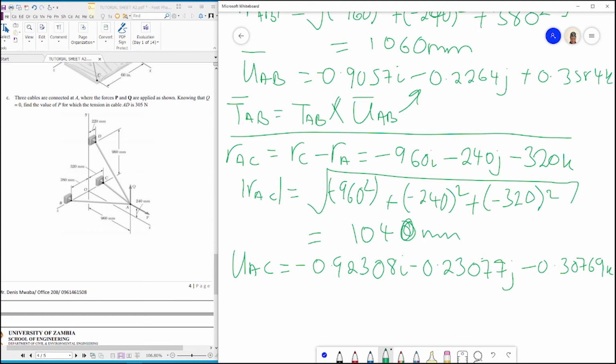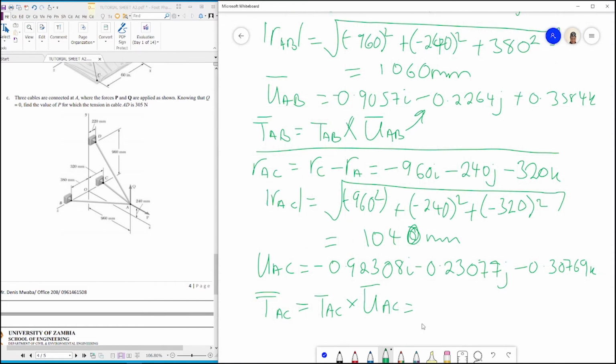So then we see that our TAC as a vector will be just equal to the magnitude of TAC times the unit vector in the direction of AC. We are not really going to solve it, but we know it is that. Awesome.